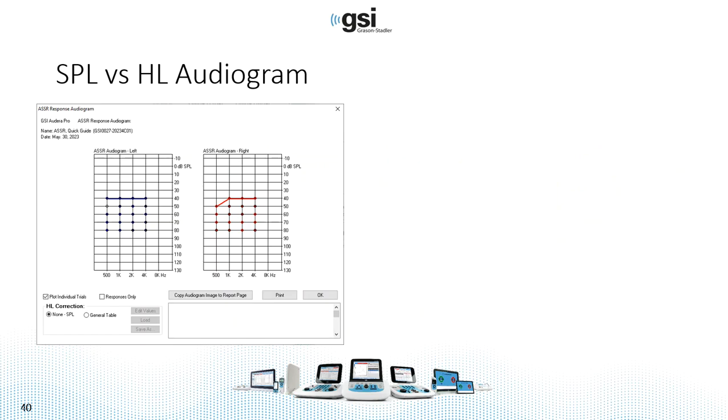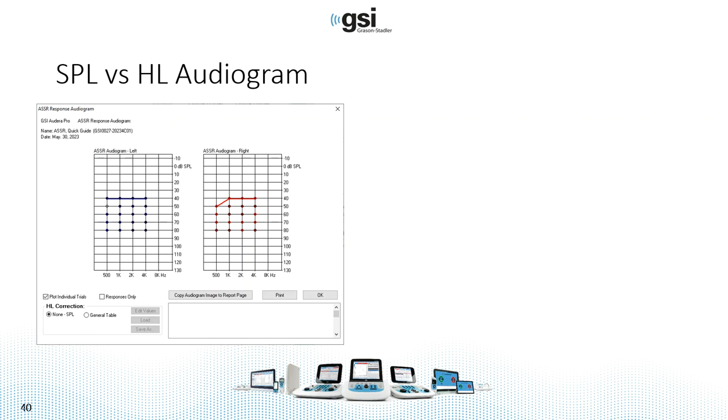Here's an example where we're looking at the SPL versus the HL audiogram. Remember I said during the test, you always want to take a look at your audiogram so you can keep an eye on the levels that you're testing. In this example, this is actually a great patient. The responses were detected at 80, 70, 60, and 50 dB, even down to 40 dB for almost all the frequencies in both ears.